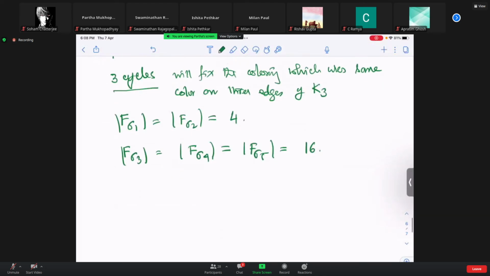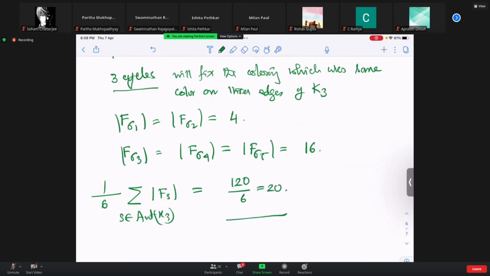If you just do it offline, if you are not convinced. So this is a total sum, and then divided by the group cardinality, which is 6. And if you add all of them, this is 120 by 6, which is 20. So these are the number of distinguishable colorings that you obtain by this group action.